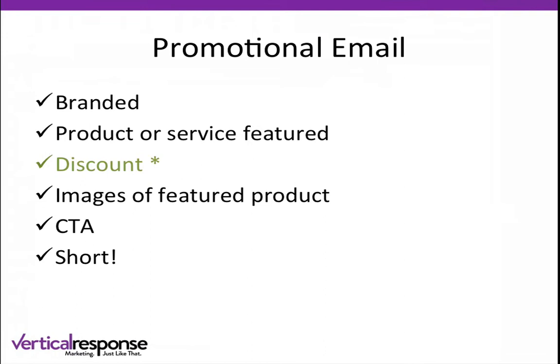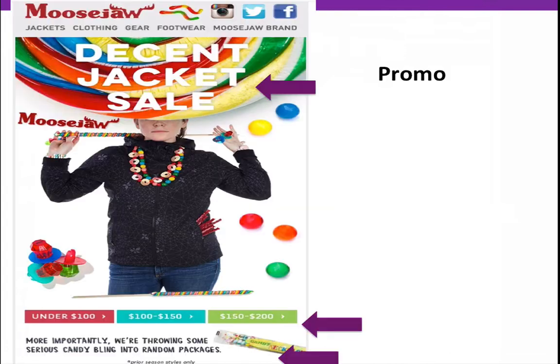You want to have images, of course, for your featured product and a call to action. Usually, if you're selling something, the call to action is going to be buy now or something along that line. If you're a nonprofit, you would have something that says donate now or sign up or come to our event, something like that. Again, it's going to be a short email.